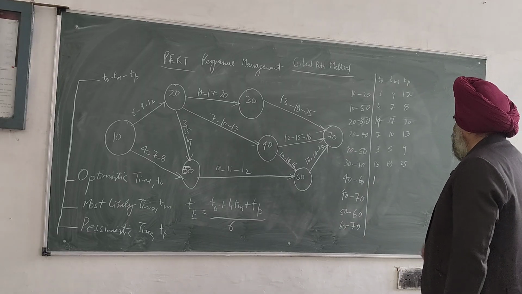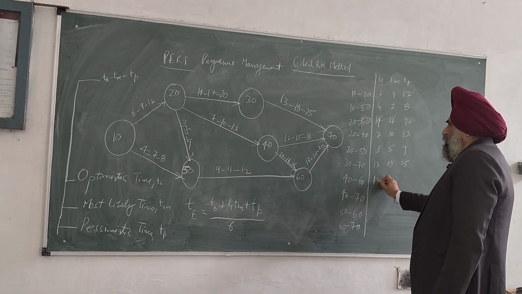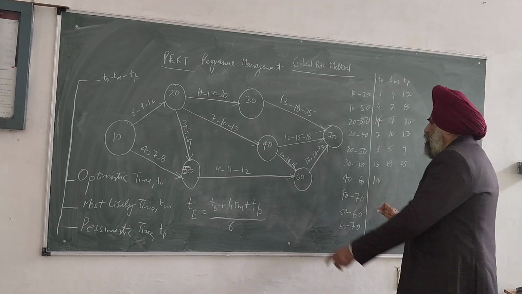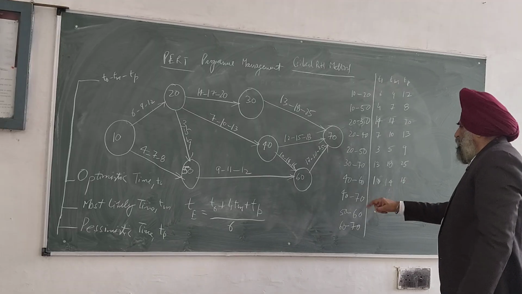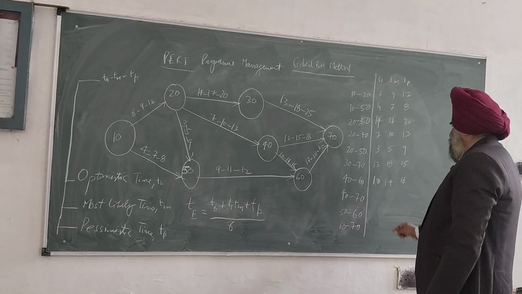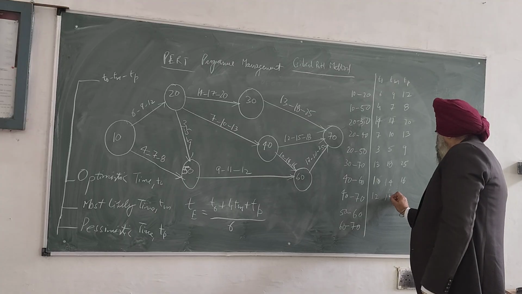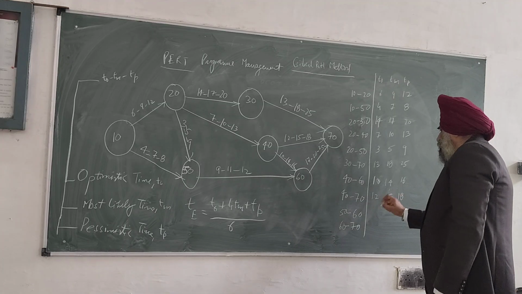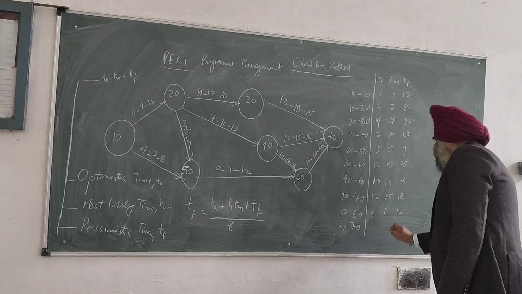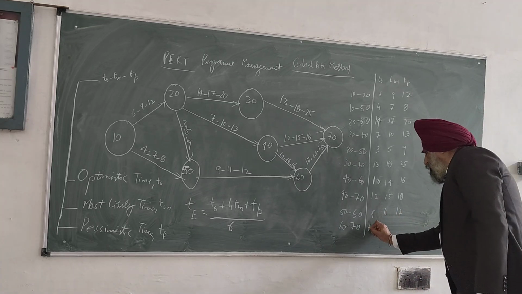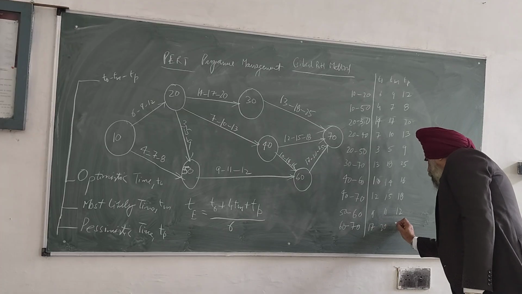40 to 60, it is given. Rather, 40 to 60 is given as 10, 14, 16. Then 40 to 70, it is given: 12, 15, 18. Then 50 to 60: 9, 11, 12. 60 to 70 is given as 17, 20, 25.